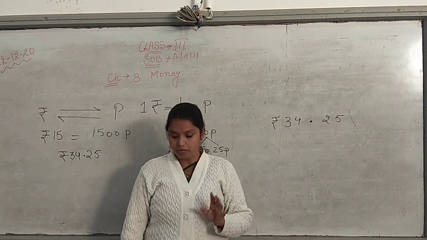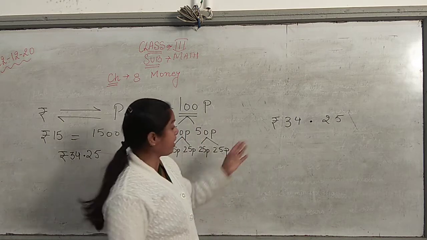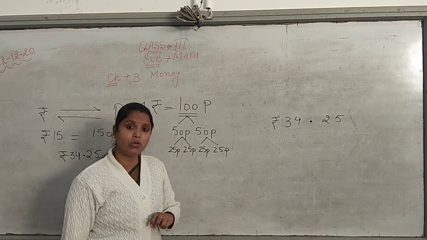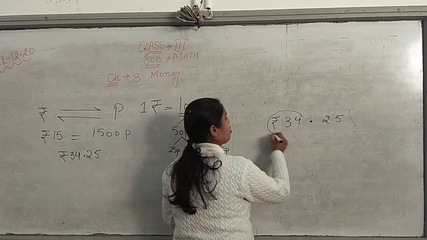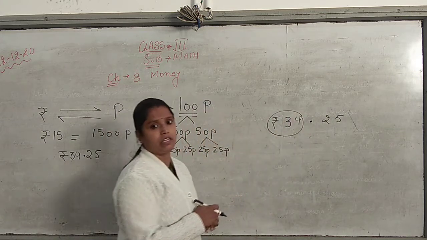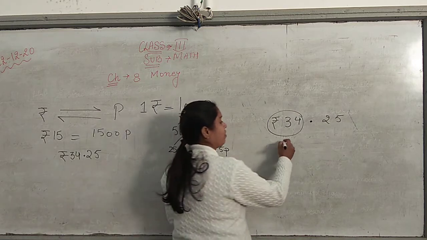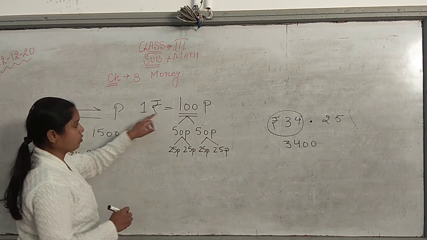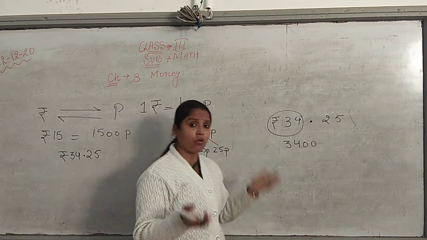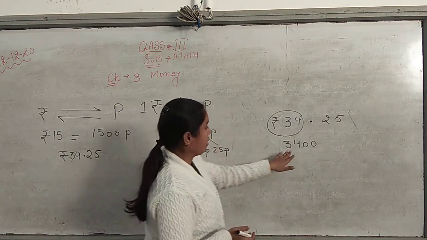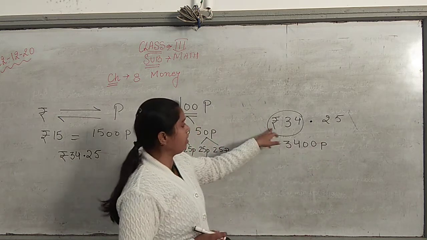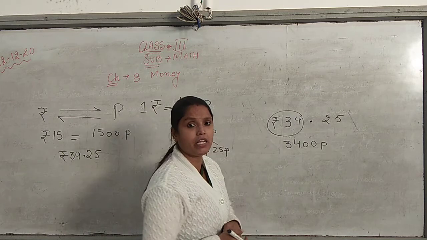Okay. Now, if I say write this in the paise form, what we will do, children, is change rupees 34 into paise. Rupees 34 into paise will be 3400, as we have learned that in 1 rupee there are 100 paise. So in 34 rupees there are 3400 paise. Now this has become paise. Correct? Here what do you have? Paise 25.